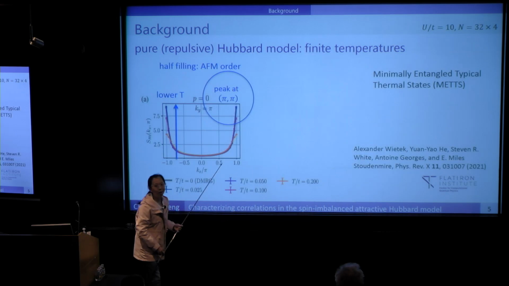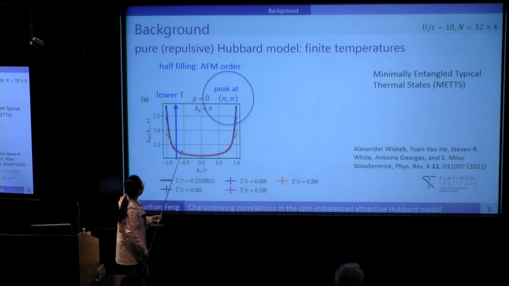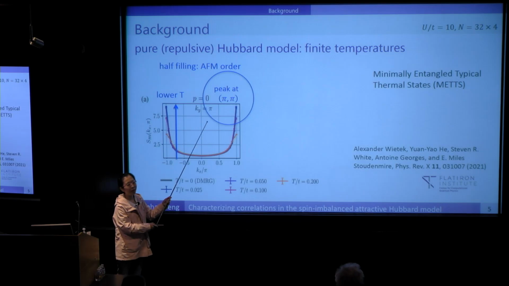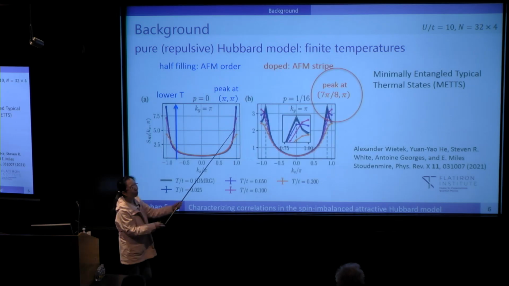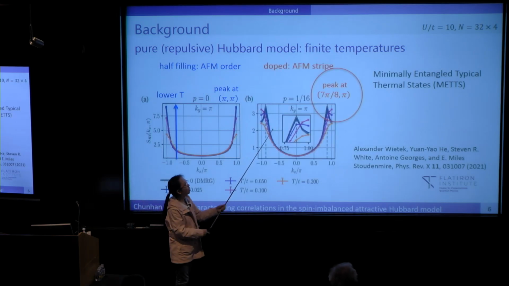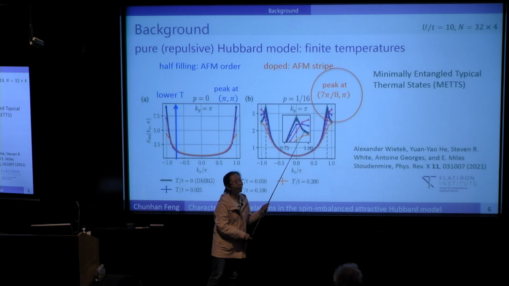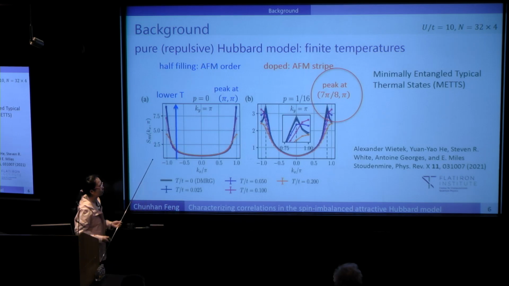And here are also some finite temperature works, and we have already heard from Dr. Alex Wietek. In this work, they look at the magnetic structure factor versus momentum. For the half-filling case, we can clearly see there is a peak at k equal to (pi, pi), which corresponds to the AFM order. And for a doped system with doping equal to 1/16, we can clearly see that when we lower the temperature, there is a peak at (7pi/8, pi). That corresponds to the AFM stripes we observed previously.